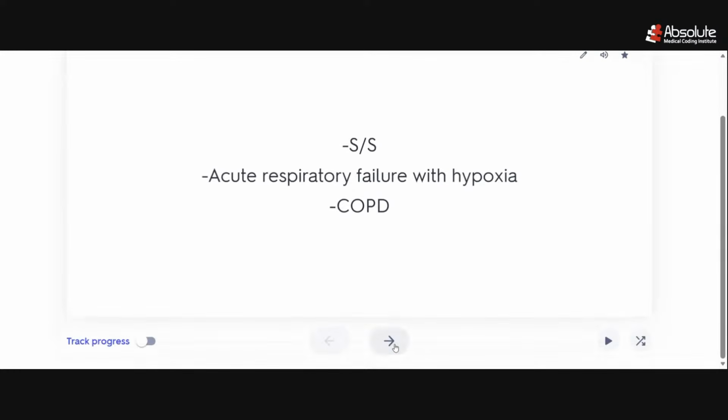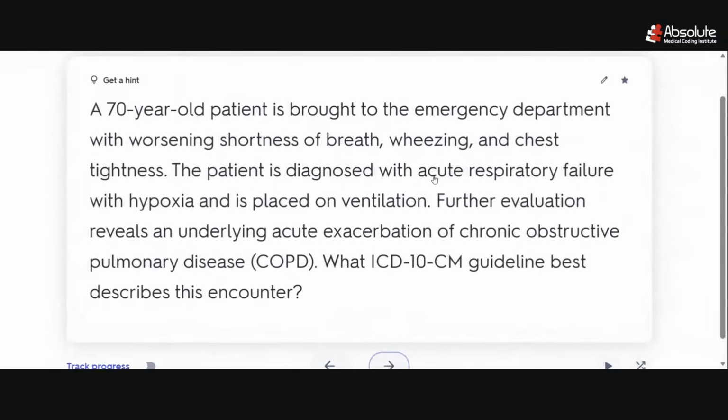Now we are going to move on. Same scenario, but now we are going to be picking out what ICD-10-CM guideline best describes this encounter. Just giving you a clue, it's going to be in the respiratory section, just to shorten it down so we know where to look for this particular guideline. You can put the title or the name or the number, however you want to do it, but let me know in the chat what guideline you think best describes this encounter, and then we will go over it.